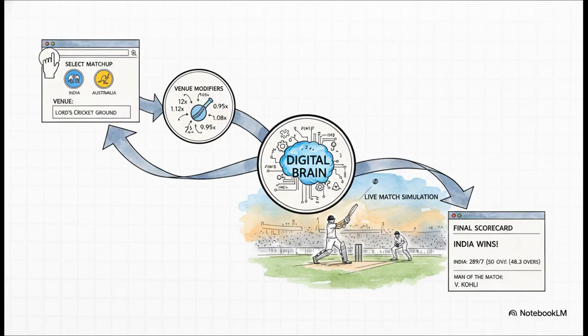And this is how it all connects back to you, the user. When you fire up the web simulator, you get to pick the teams and the venue. The simulator instantly grabs that venue's unique modifiers, it calls on the digital brain to figure out the odds for every single ball, and then it plays out the entire match, showing you the results live. Every single piece we've talked about today comes together in that one seamless, interactive experience.